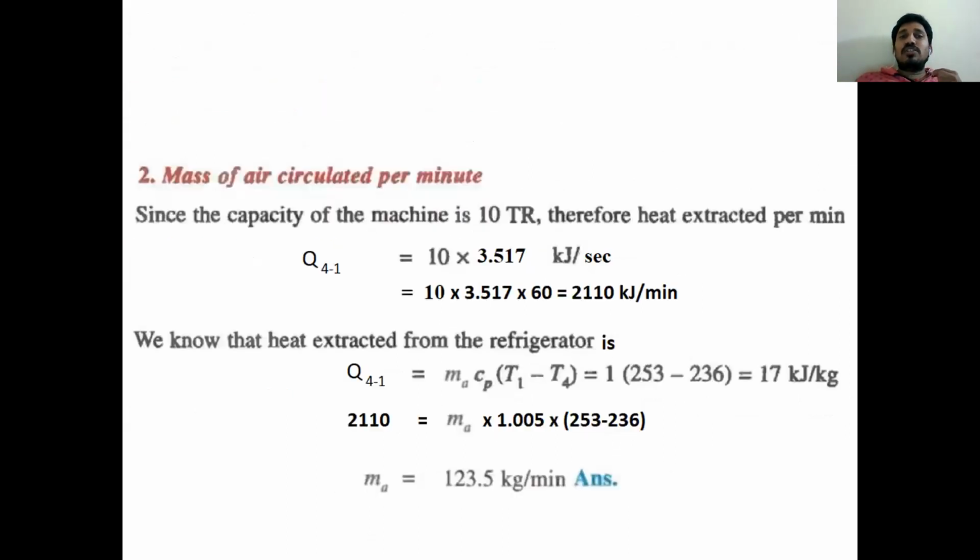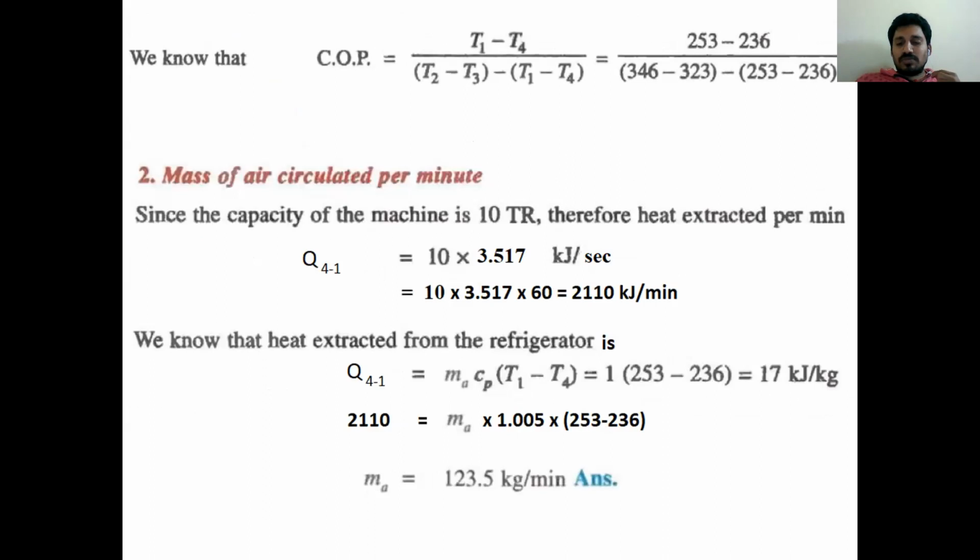Then we'll go for COP of the cycle. COP is equal to, we know that relation, refrigerating effect by work input required. If you want to write in terms of temperature, already I discussed in thermodynamic analysis of reversible Brayton cycle, COP is equal to T1 minus T4 by T2 minus T3 minus T1 minus T4. We substitute all temperature values which are calculated just now. Then finally COP value was obtained as 2.83.